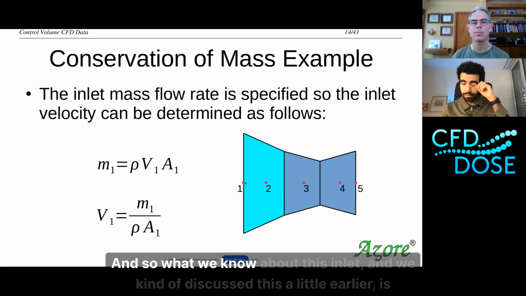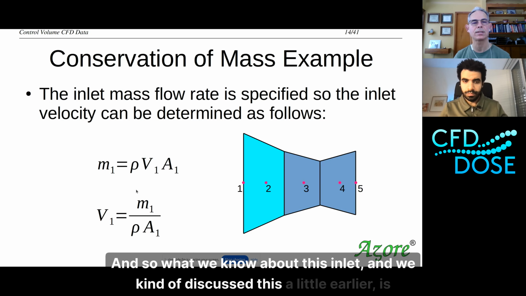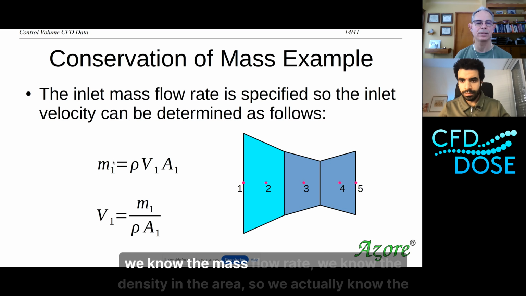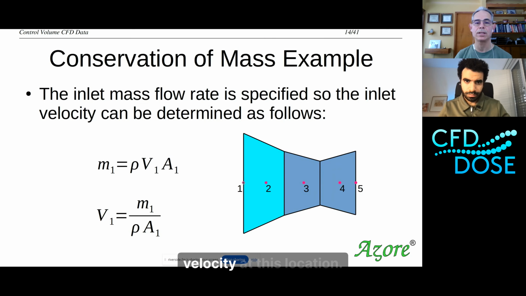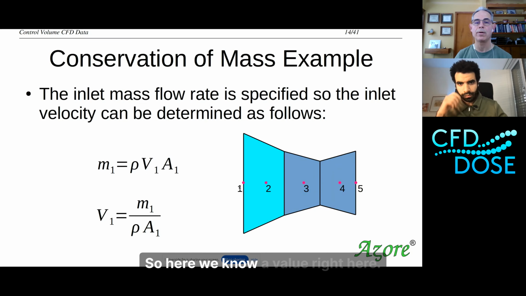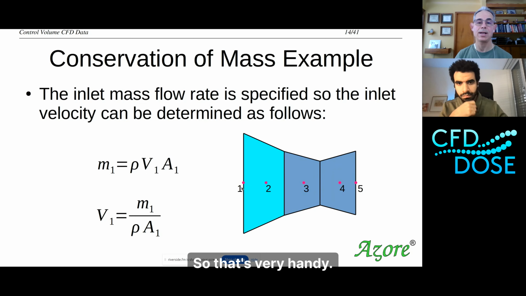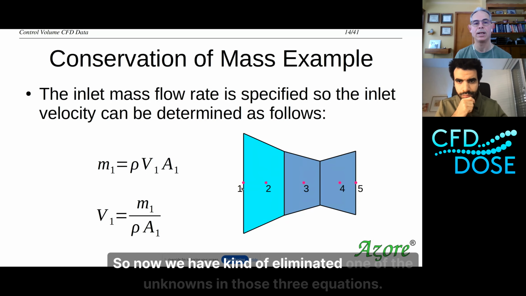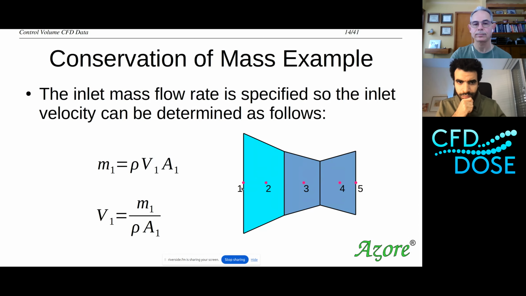And so what we know about this inlet, and we kind of discussed this a little earlier, is we know the mass flow rate, we know the density and the area, so we actually know the velocity at this location, so it is a known value. So here we know a value right here. So that's very handy. So now we have eliminated one of the unknowns in those three equations.